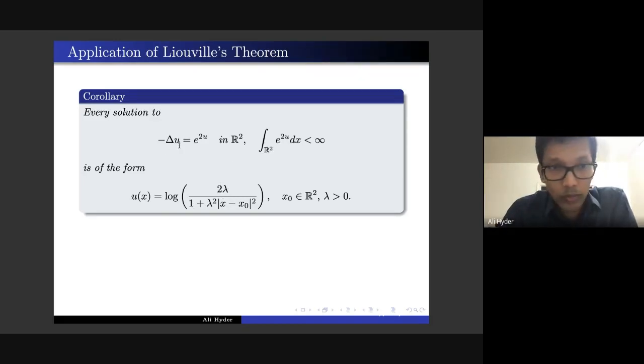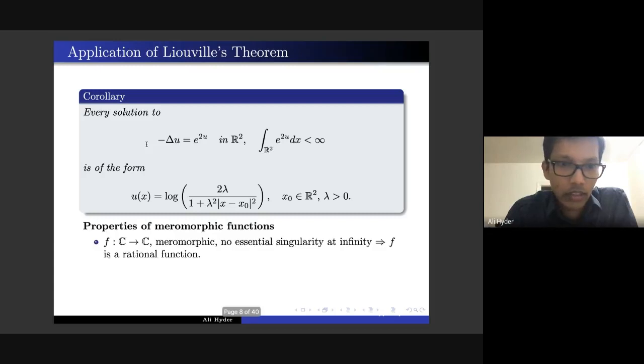Before going to the proof of this corollary, let me just recall some basic properties of meromorphic functions for the students. If f is a meromorphic function on the plane, and it has no essential singularity at infinity, then f is a rational function. That is, it is given by a ratio of two polynomials.